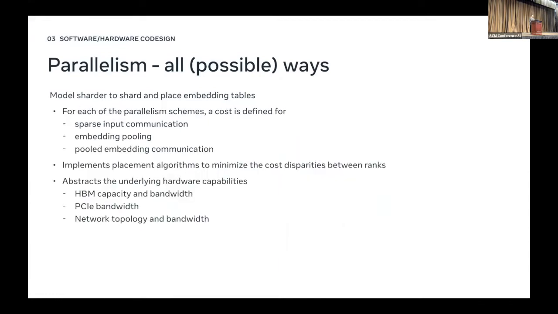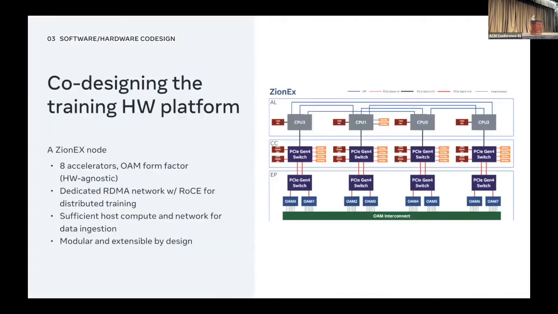And in order to do distribution, we define cost functions for each of the steps, and then we implement placement algorithms to minimize the cost disparities between ranks. And the sharder can serve as the abstraction layer between the model and the underlying hardware that we put together, for things like HBM capacity and bandwidth, PCIe bandwidth, and so on.